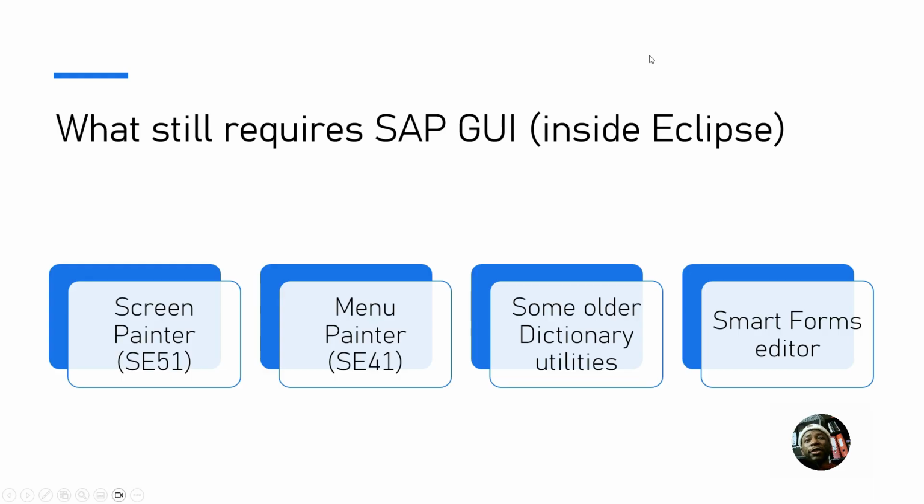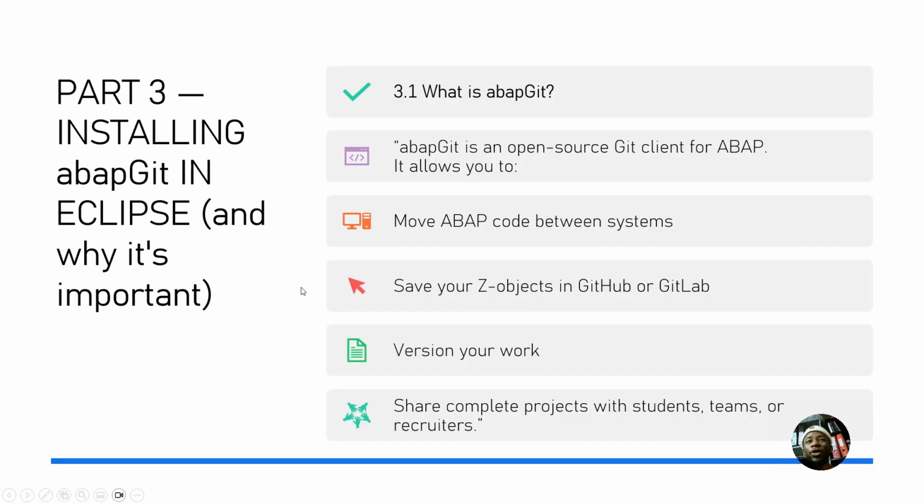Now, the final part of this tutorial is part 3. You are going to install abapGit. What is abapGit? abapGit is an open source Git client for ABAP. It allows you to move your ABAP code between systems. So you can save your objects in GitHub or GitLab, and you can create different versions for your work. You can also share complete projects with students, with teams, or with recruiters. So you need to install abapGit in Eclipse. This is very, very important, okay?